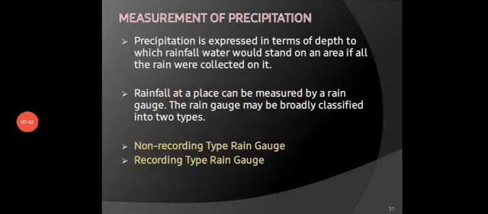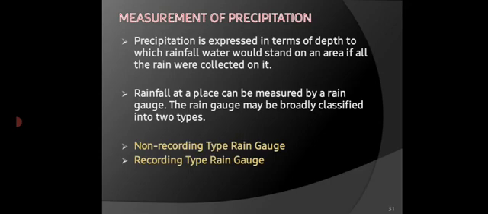So let's start with measurement of precipitation or rainfall. Precipitation is expressed in terms of depth. So rainfall is always measured in terms of depth, and its unit is centimeter, or usually inch. And the instrument which is used to measure rainfall is known as a rain gauge.